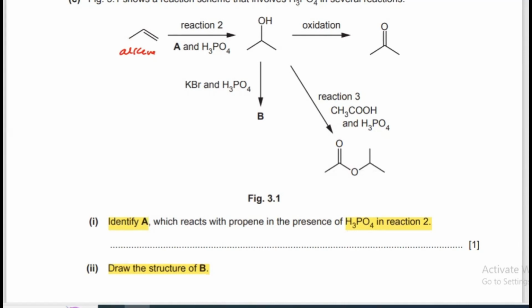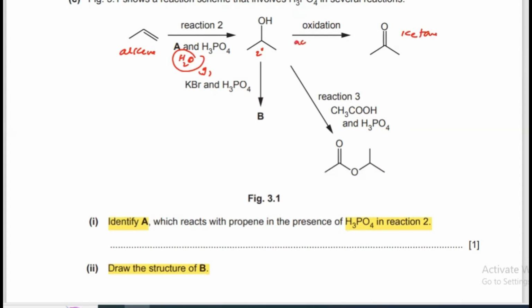Whenever we get the alcohol from the alkene, that is the hydration, and here you can use the steam. A is steam, so you can use steam. Now this is alcohol, and this is a 2-degree alcohol, and a 2-degree alcohol or secondary alcohol is oxidized to ketone. Primary alcohol is oxidized to carboxylic acid, but this is a 2-degree alcohol, or secondary alcohol, which is oxidized to ketone, and this is the ketone.